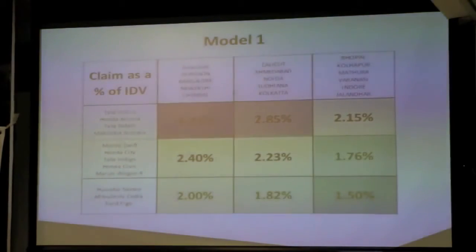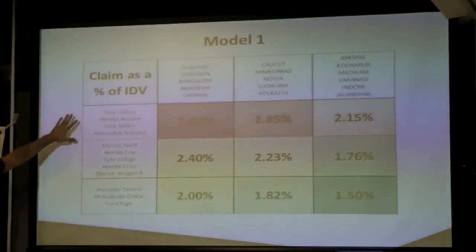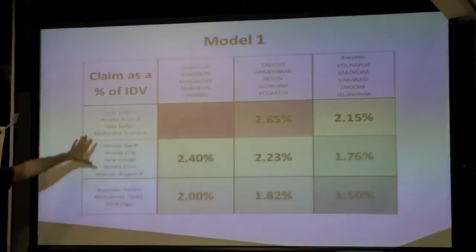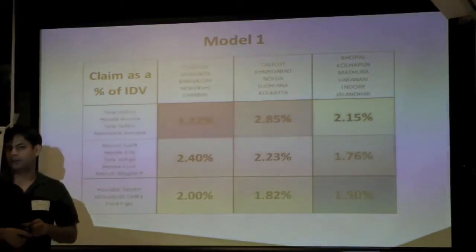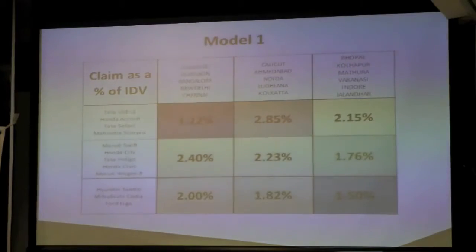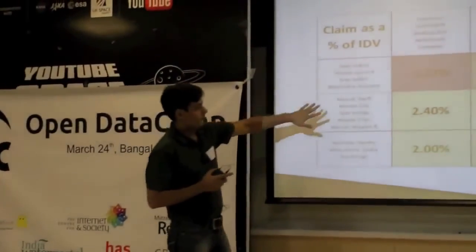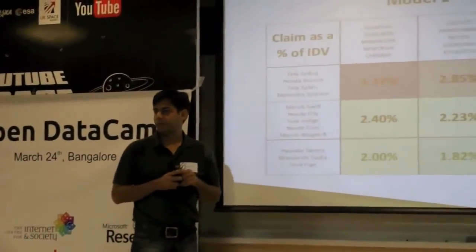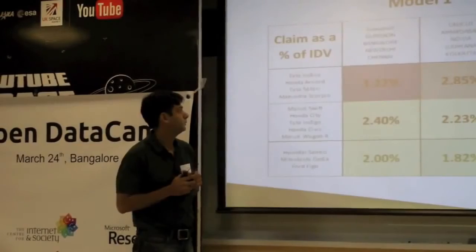What we've done is we've taken a very simplistic approach here. We've clubbed all the models into high, medium, and low. We've clubbed all the cities into high, medium, and low, and we've just taken a 3x3 matrix: high, high; high, medium; high, low; medium, and so on. Those 9 combinations, and you can clearly see the difference here in terms of what the company is paying out as a percentage of IDV.